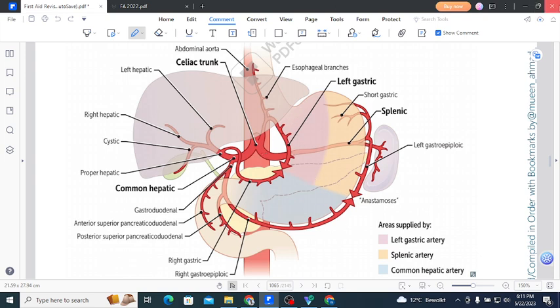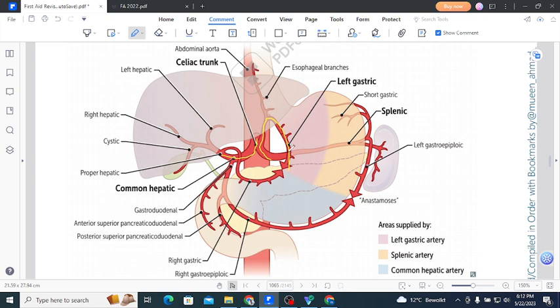Now let's talk about some main arteries which are coming from the celiac artery. The main branches of the celiac artery are the splenic artery and the left gastric artery, right? The left gastric artery comes all the way down. Then we have the common hepatic artery. These three are the main branches of the celiac artery.